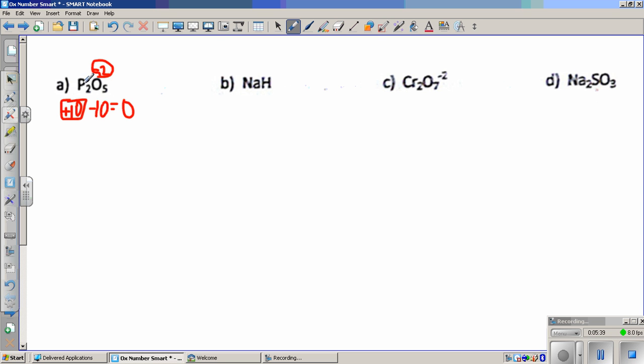If you look, I have 2 phosphoruses. Those 2 phosphoruses must have a +10 total as their oxidation number. So if 2 of them have a +10, then 1 of them has a +5. So these numbers I write up above here are for one single element of that. So my answer to this problem would be what I have right here. That phosphorus would have a +5, and that oxygen has a -2.